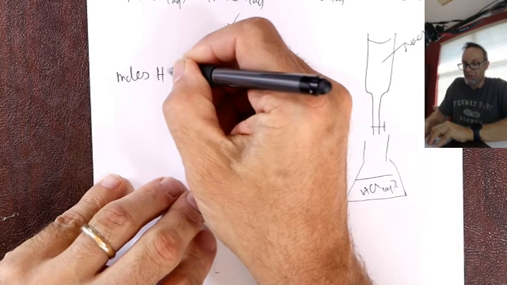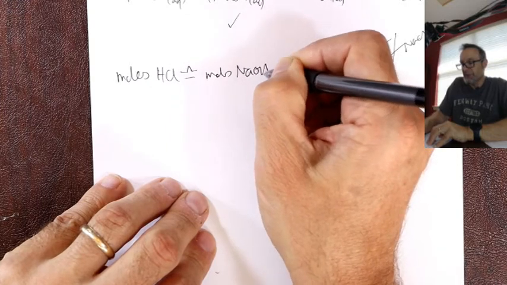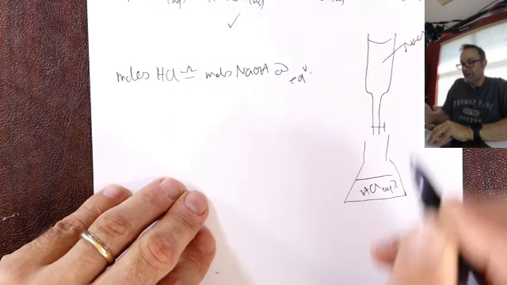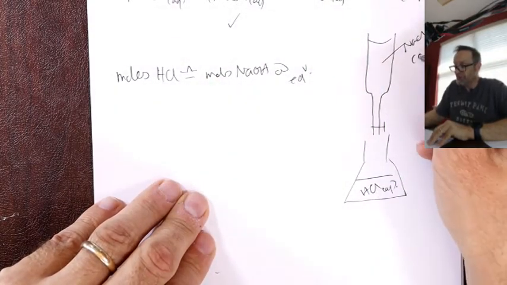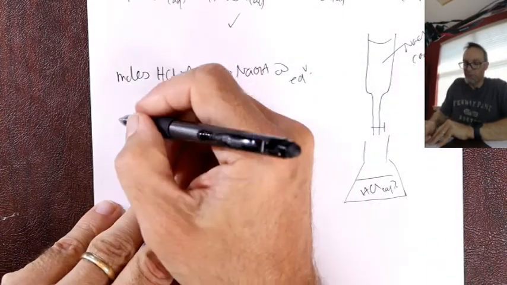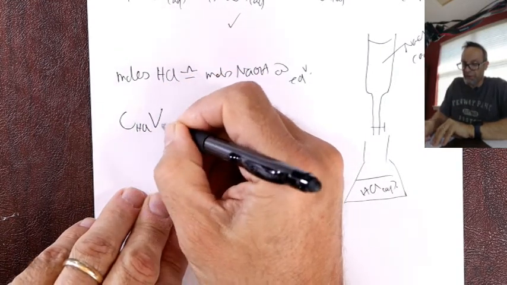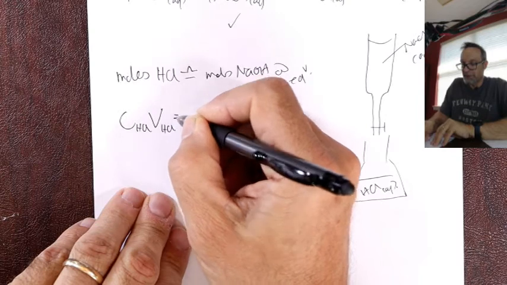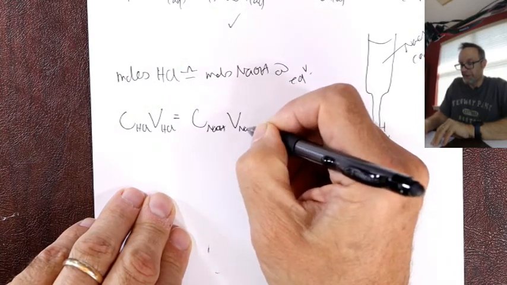So moles HCl is moles NaOH at equivalence, all right? So moles equals CV for a solution. Both of these are solutions. They're both aqueous, right? So moles equals CV. So concentration HCl times volume HCl equals concentration NaOH times volume NaOH.